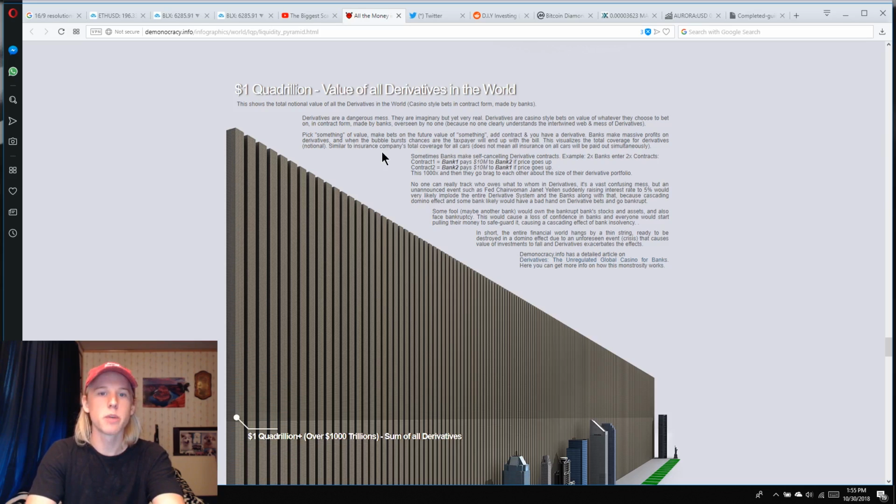This visualizes the total coverage for derivatives, similar to insurance companies' total coverage for all cars. It does not mean all insurance on all cars will be paid out simultaneously. It's just what they have in store of things.